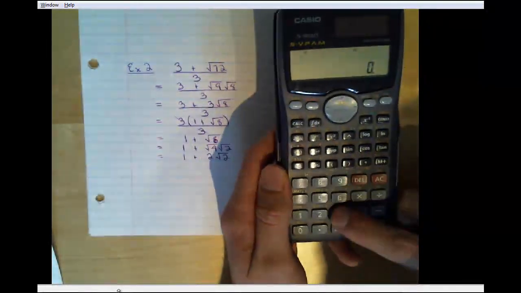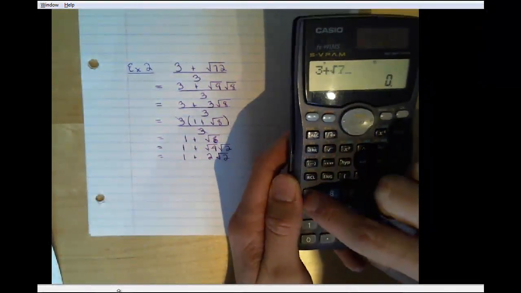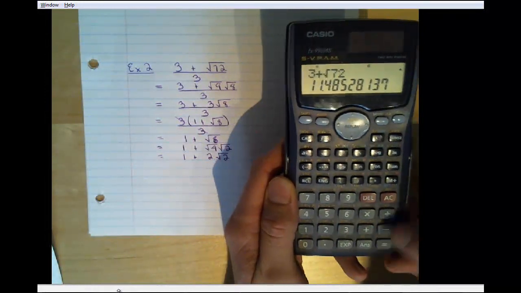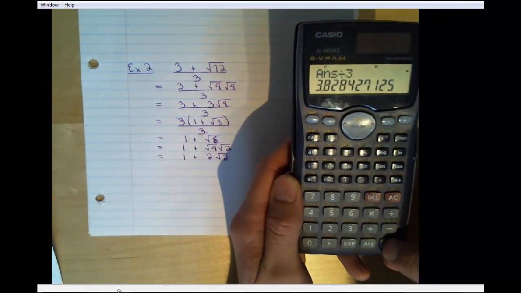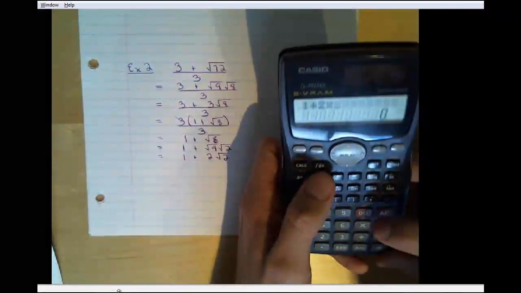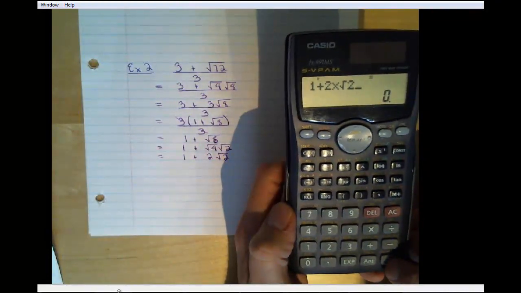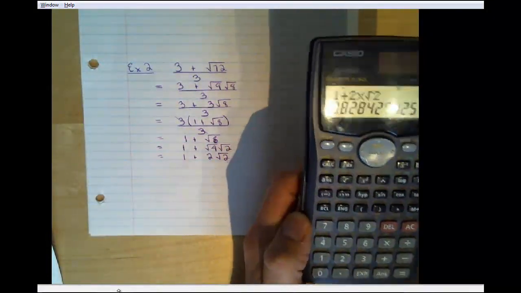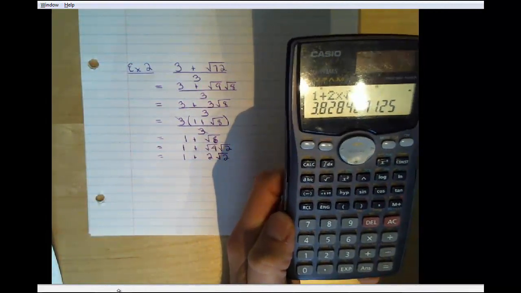Now here's a tip. You're going to be allowed your calculator. Why don't you check if it's right? So what do we have? 3 plus the root of 72 divided by 3. It's 3.828. Then our final answer is 1 plus 2 times root 2. Same answer. Yes, it's right. So you're happy. That's good. You've checked it. You can move on.